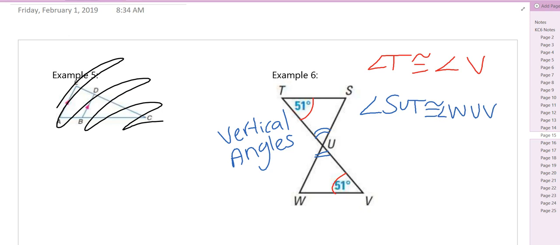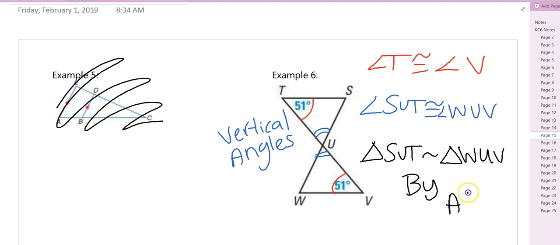All right, that is enough to use the similarity theorem of angle-angle, right? Two angles are enough to say that triangles are similar because all triangles add up to 180. So if those two are equal, that automatically makes that third angle equal. So I'm going to say my triangle SUT is similar to triangle WUV by angle-angle.